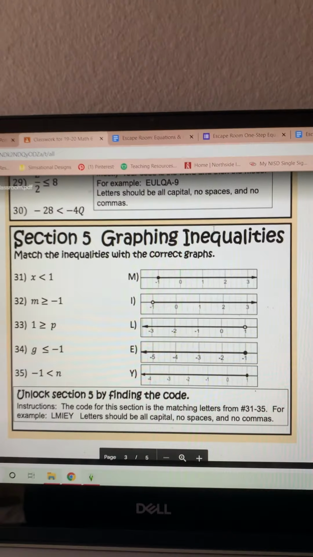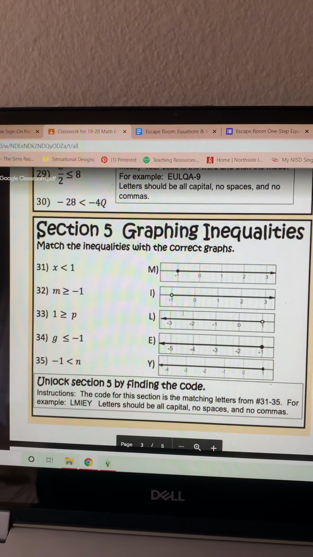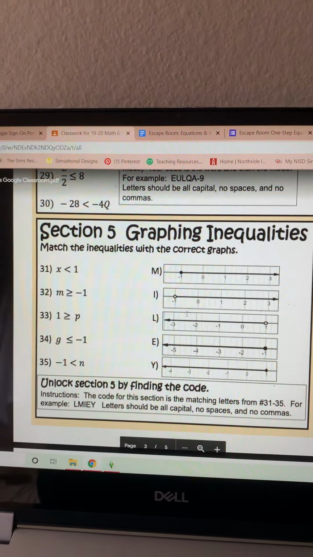Okay, now just like the other ones, we forgot to read the bottom part, but it says that your code should look like this. Again, all capitals, no spaces, no commas.